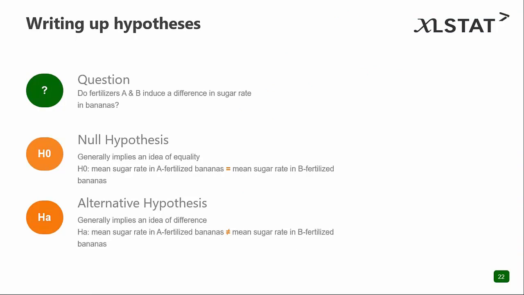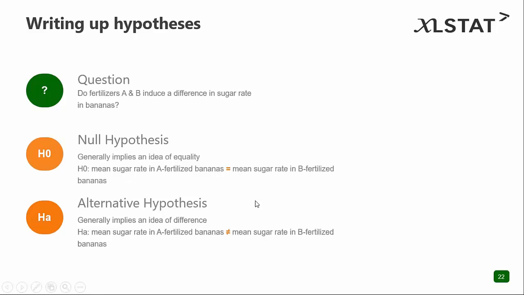The null hypothesis is challenged by an opposing hypothesis, which is called the alternative hypothesis. It generally implies an idea of difference. So one of the ways to write an alternative hypothesis is like this: the mean sugar rate in A fertilized bananas is different from the mean sugar rate in B fertilized bananas. So starting from our question, we write two opposing hypotheses: the null hypothesis that implies an idea of equality, opposed to the alternative hypothesis that implies an idea of a difference.